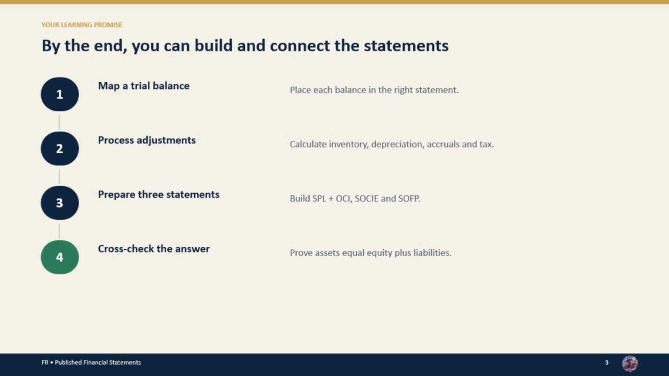First, map each trial balance to its likely destination. Second, process adjustments such as closing inventory, depreciation, accruals, provisions, and tax. Third, prepare profit or loss and other comprehensive income, changes in equity and financial position. Finally, cross-check the links. Preparing statements comes after the workings. That order reduces repetition and makes errors easier to find.